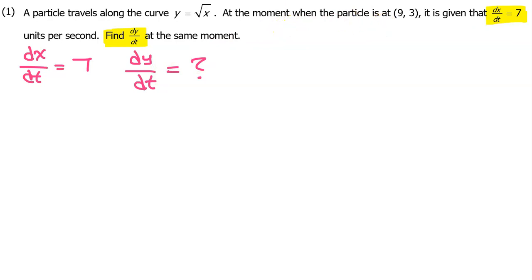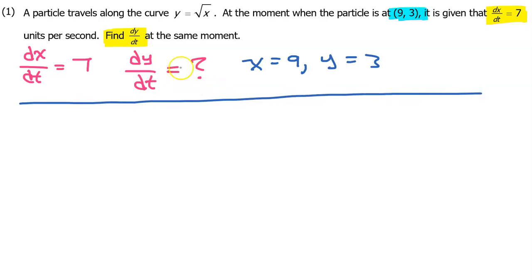What else are we given? Well, I see that we are given the point 9, 3. That means that x is equal to 9 and y is equal to 3 at this particular moment. So this is everything that we are given. And in this straightforward problem, we are told the relationship between x and y is y equals the square root of x. Sometimes we have to come up with these relationships on our own, but they were nice enough to just give it to us.